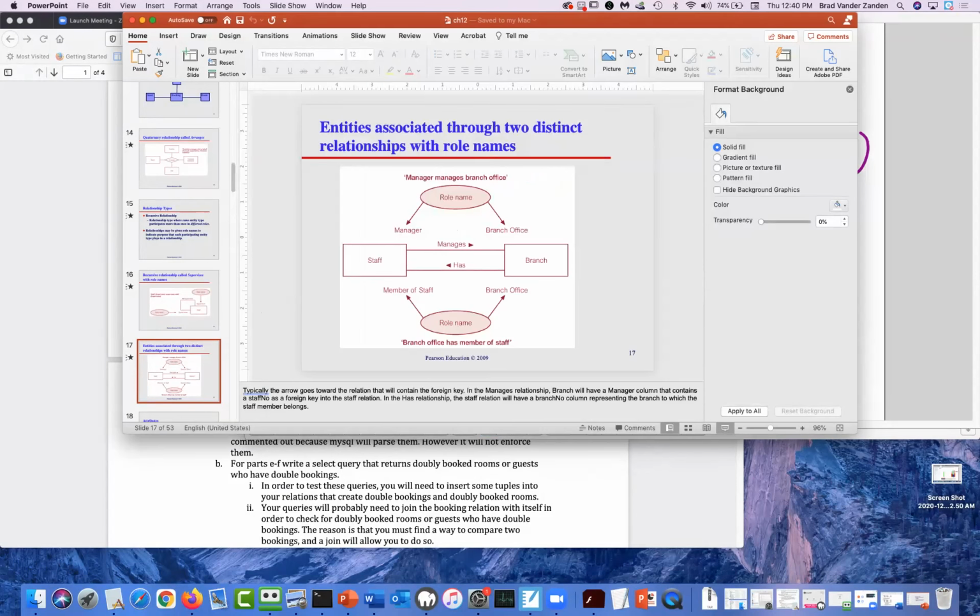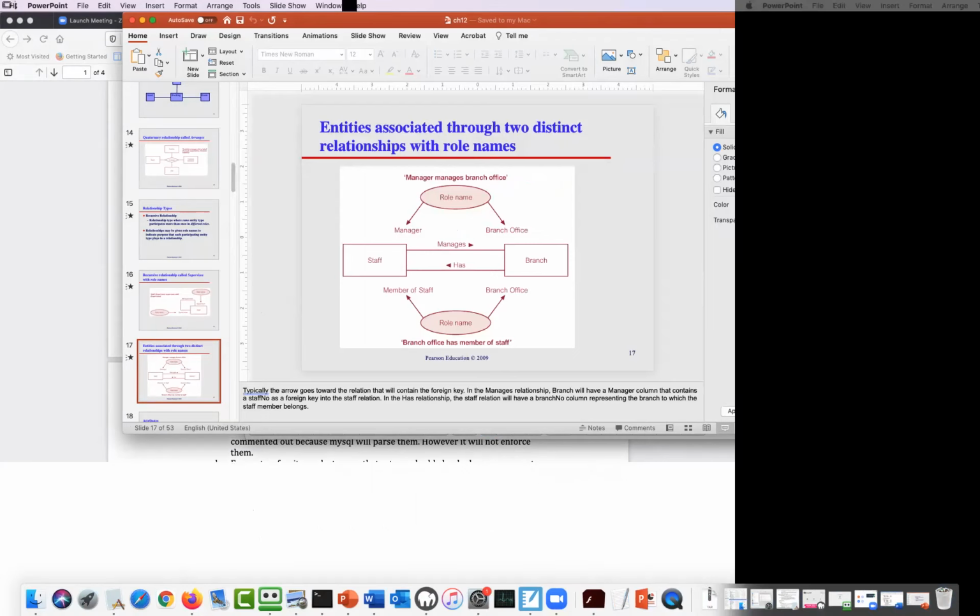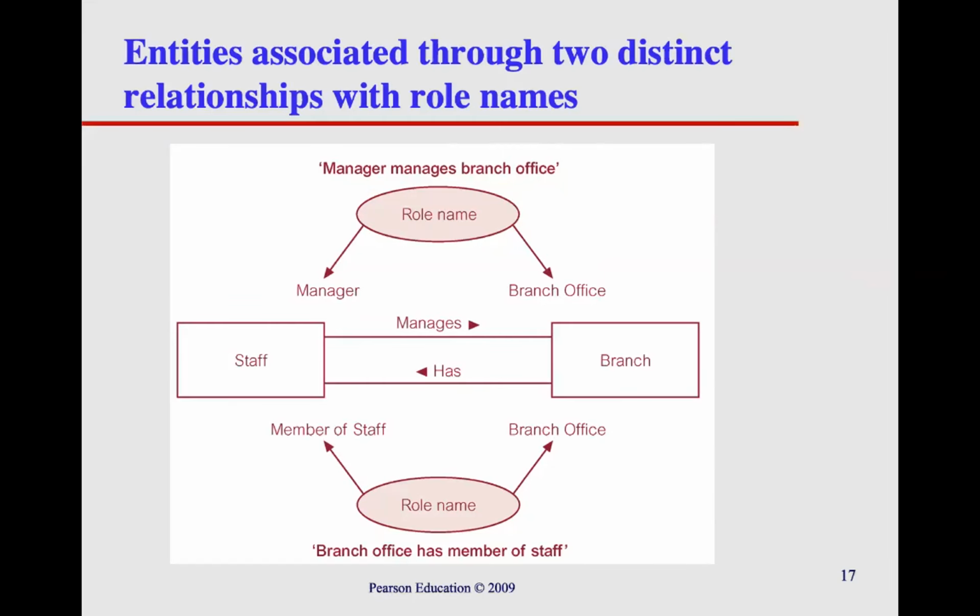But what we have here is 2 different relationships in different directions. So staff manages a branch, and branch employs staff. And here they're saying you might have role names here. So manager manages branch, office has member of staff. I'm not as picky about that one.